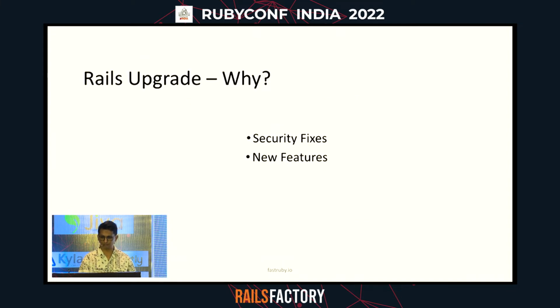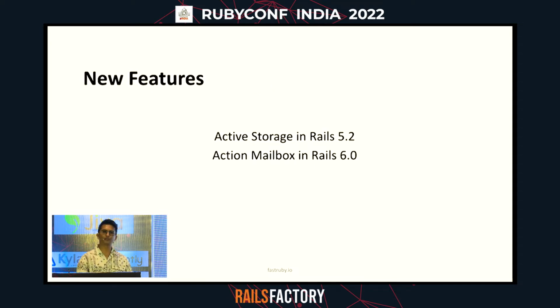The second reason, new features. So the Rails team, among security fixes, also when they release major and minor versions of Rails, they do release major features along with it. For example, when Rails 5.2 came out, they released Active Storage. When Rails 6.0 came out, they released Action Mailbox. Let's talk about Active Storage as an example. It's basically a library which helps you with file uploads.